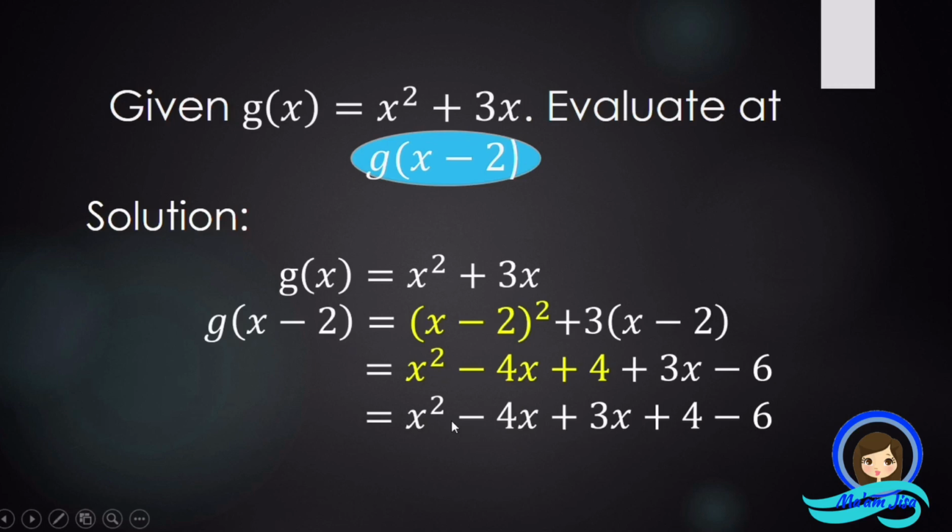We have x squared minus 4x plus 3x plus 4 minus 6. And then x squared, just copy x squared since there are no similar terms. And then negative 4x plus 3x is negative x. And then 4 or positive 4 minus 6 is equal to negative 2. Therefore, the value of the function g at x minus 2 is equal to x squared minus x minus 2.